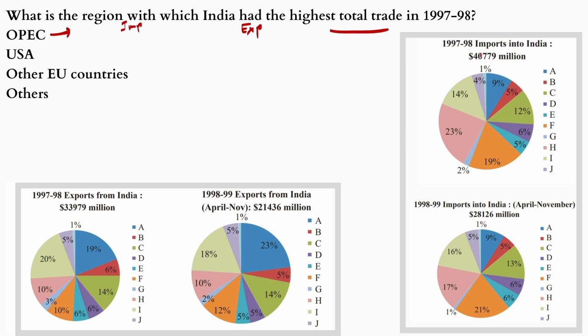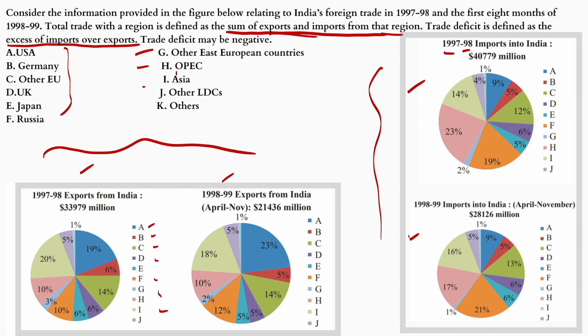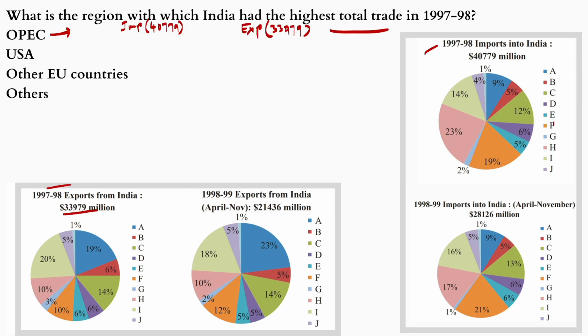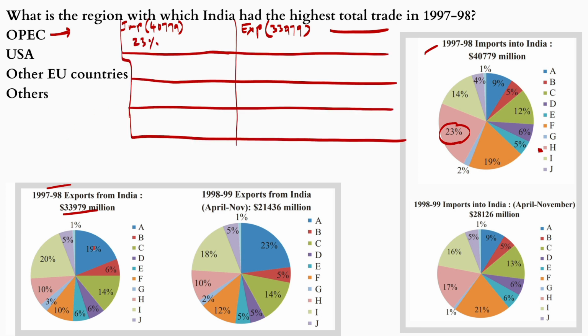Imports, what is the imports? 97 to 98. So this one. So imports is 40779. And exports are for which year? 97 to 98. So 97 to 98 exports are 33979. Okay. So OPEC, for this, the import percentage for 97 to 98 is, but where is OPEC? OPEC is represented with H. So H is, yeah, this one, this color. So this represents 23 percentage, right? What about the exports of OPEC? OPEC percentage is 10%. So this is 10%.